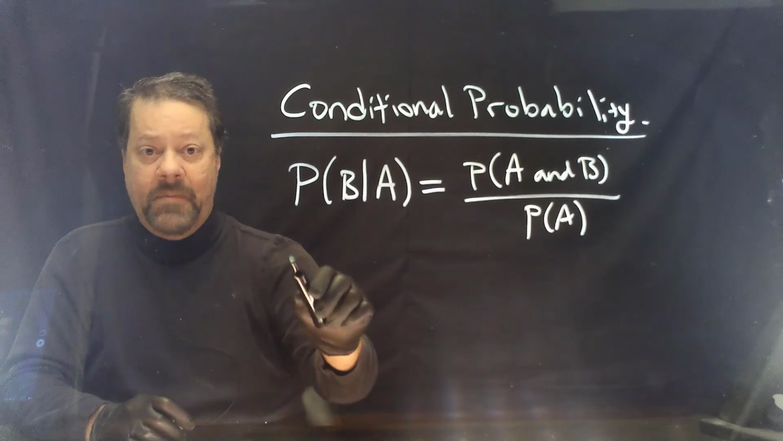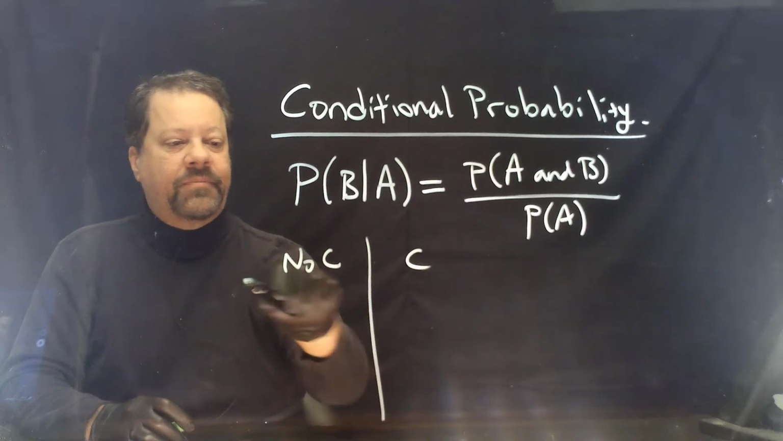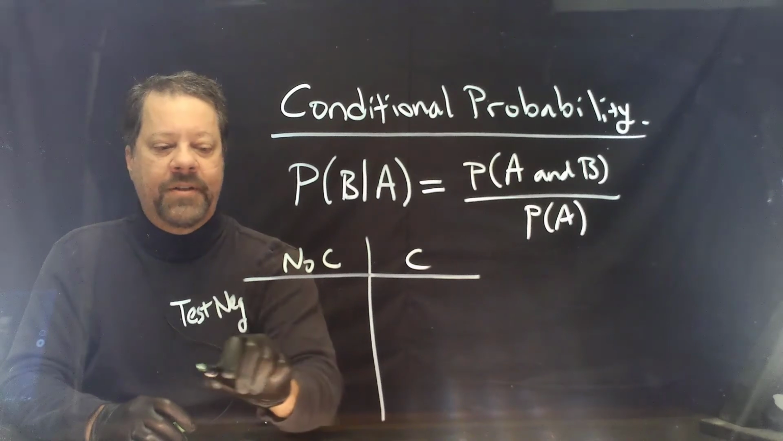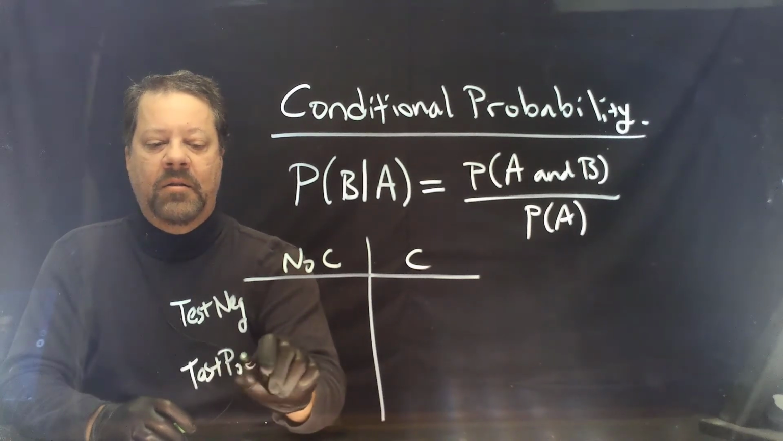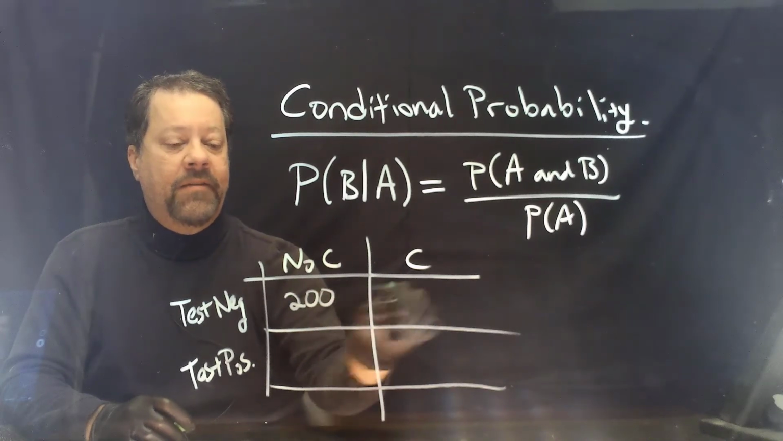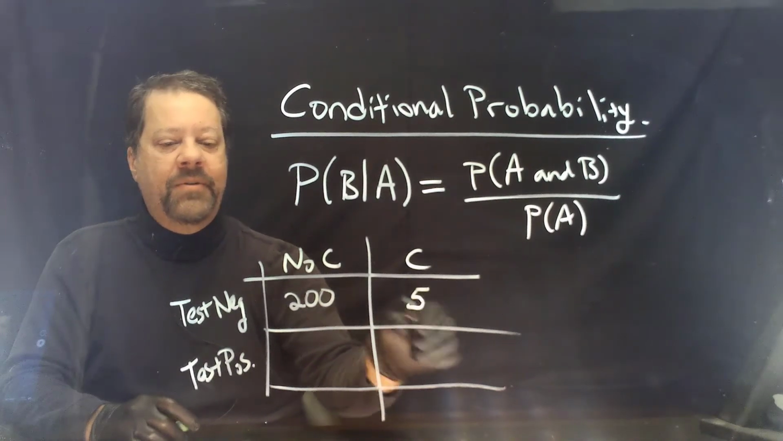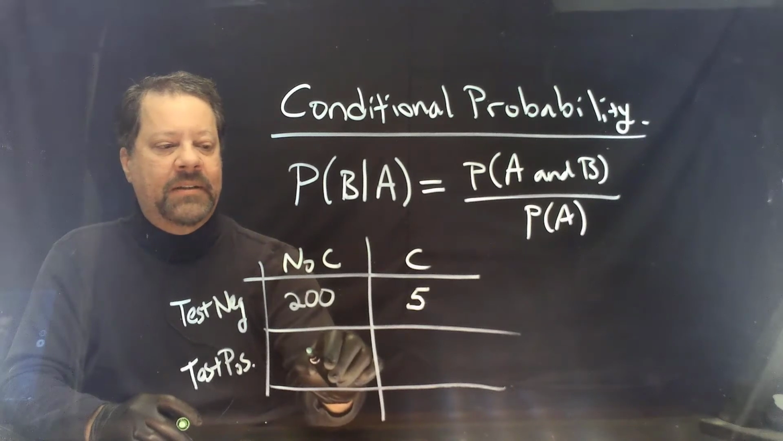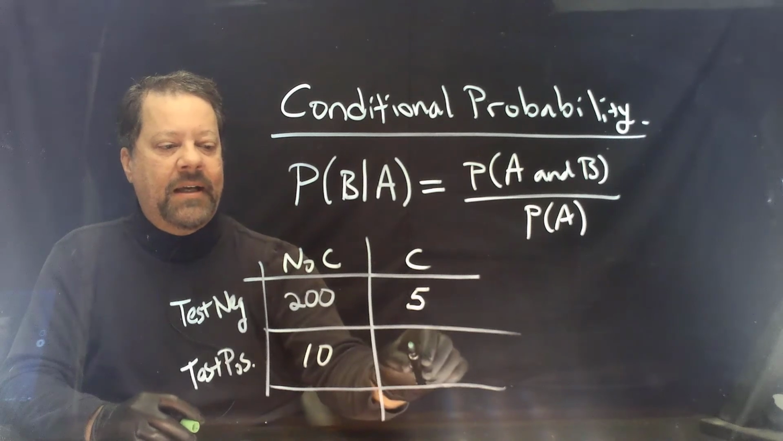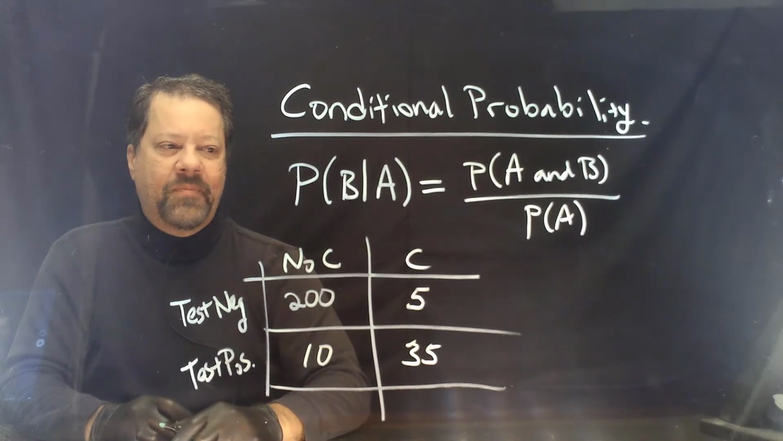With our previous example, we had no cancer versus cancer, and test negative versus test positive. We had 200 in the first group who tested negative and had no cancer, 5 who tested negative who actually had cancer, 10 who tested positive but had no cancer, and 35 who tested positive and actually had cancer.